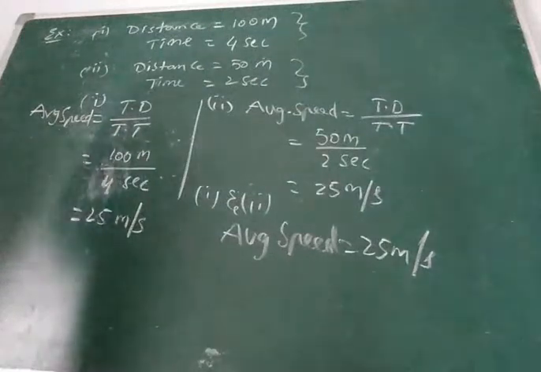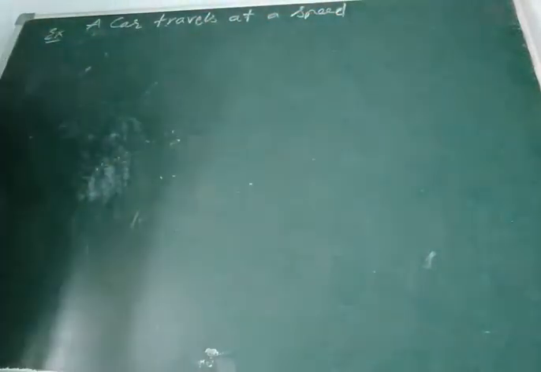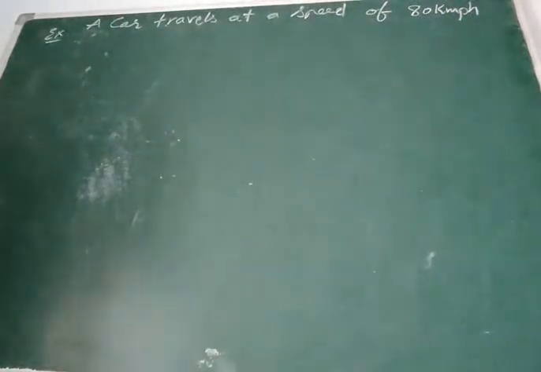Next question. A car travels at a speed of 80 km per hour, that is kilometers per hour, during the first half of its path.